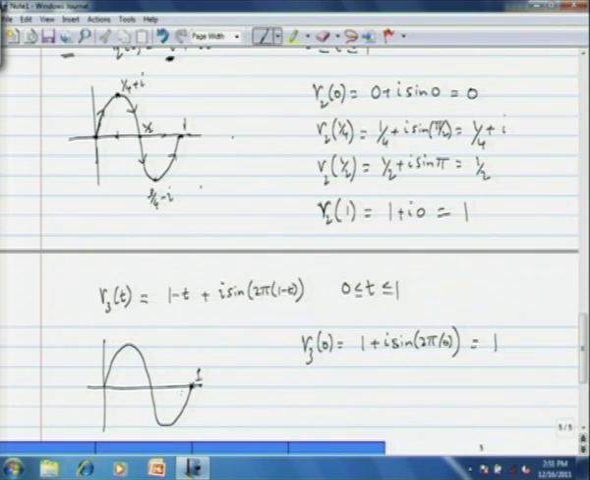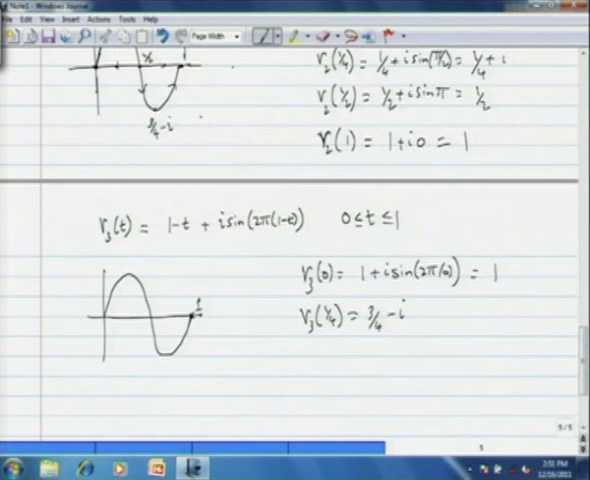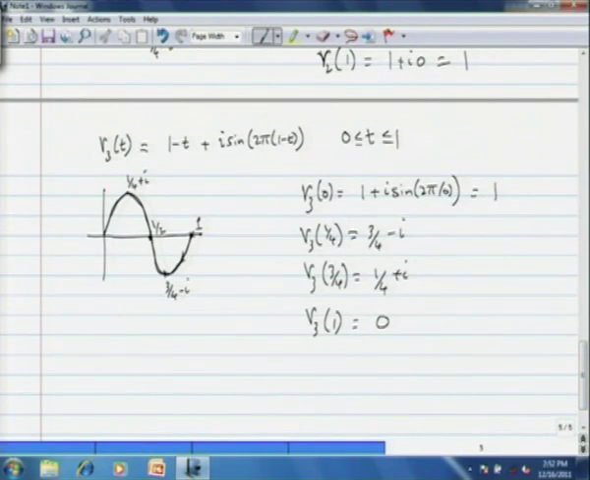So, now it starts at 1, and when gamma 3 is at 1/4, you get 3/4 minus I. So, it goes this way, this is 3/4 minus I at time t equals 1/4, etc., and then you go backwards. At time half, you are here again at half, and then at time 3/4 you are at 1/4 plus I. Finally, at t equals 1, you are at 0. So, gamma 3 has the same range as gamma 2 in the complex plane, but it is traced in the opposite direction. Gamma 3 dictates the particle to travel in the opposite direction to that of gamma 2.